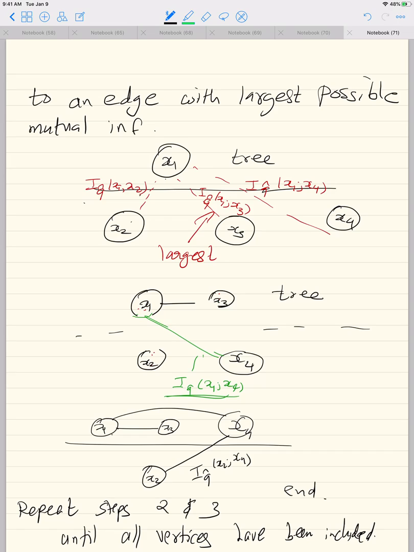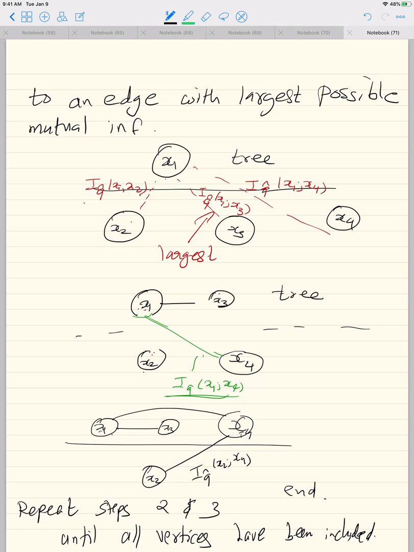Now we have to decide whether to pick x2 or x4 and put it in the tree. Again we ask the question: if I were to put x2, what is the largest amount of mutual information I can add versus if I were to put x4? In other words, we pick an edge which will have the largest mutual information between the selected node and one of the nodes in the tree. Let's say I of x1, x4 has the largest mutual information. Then x4 gets added to the tree.